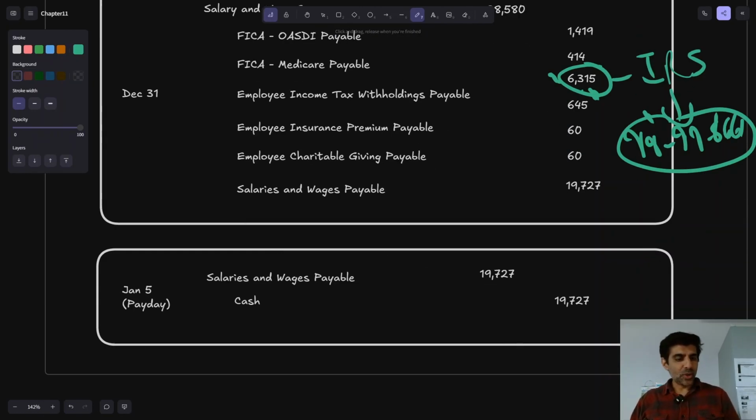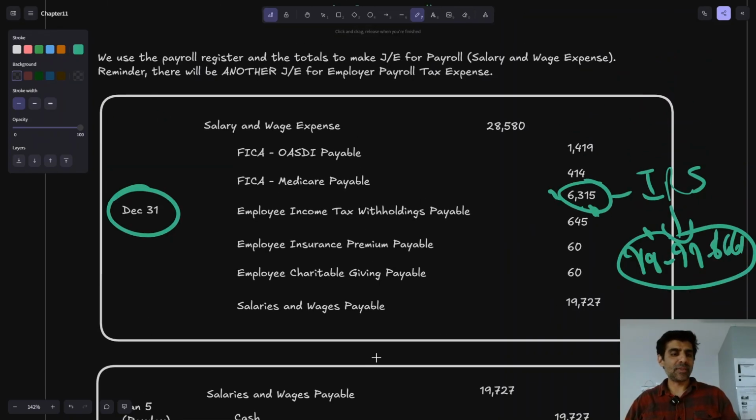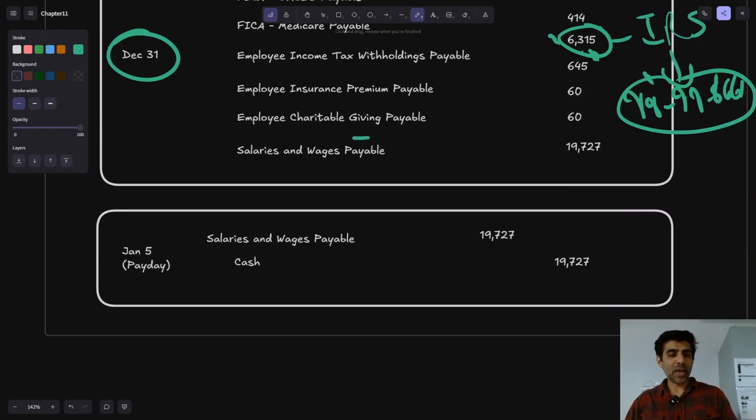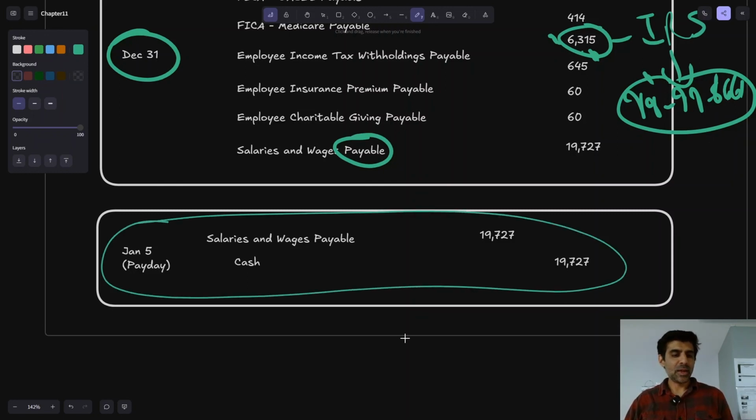And then, of course, when you have payday, this is the journal entry that happens when you recognize the expense. You have a payable here, and then this is actually when you pay the employees. You're going to give them cash. You're going to get rid of this payable.